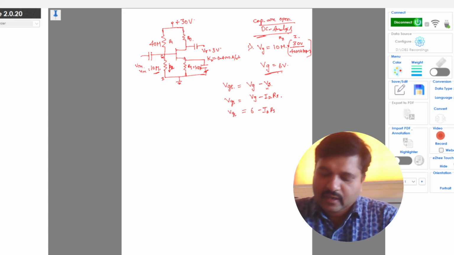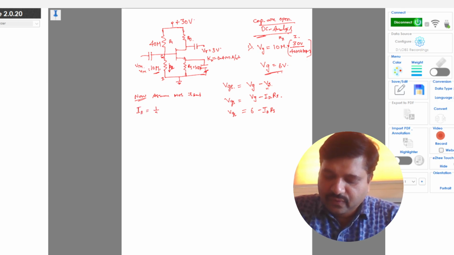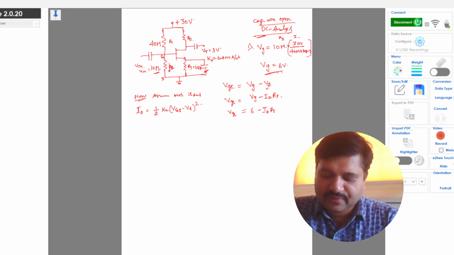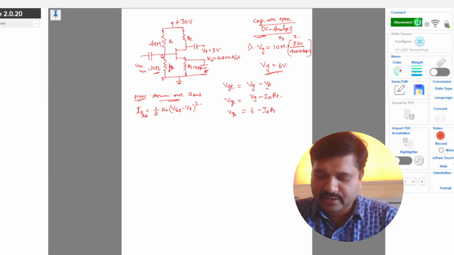This is VGS. Now, since this is an amplifier, we assume that the MOSFET is in saturation region. So for this we have the saturation current equation, which is Id equal to half Kn (VGS minus VT) whole square. This is the saturation current equation, and we have assumed that the transistor is in saturation region.